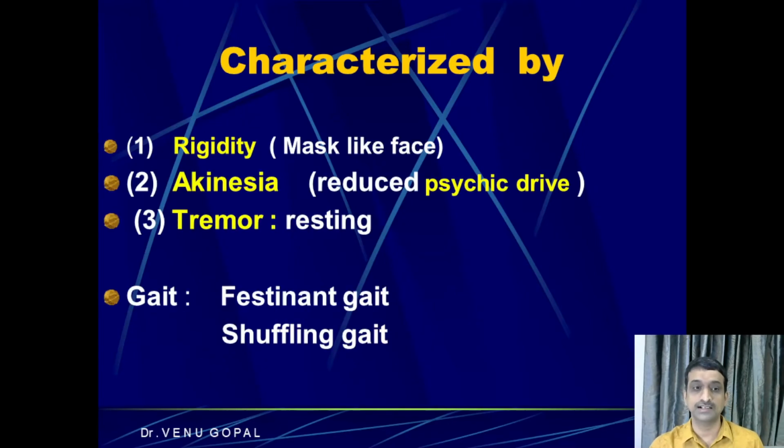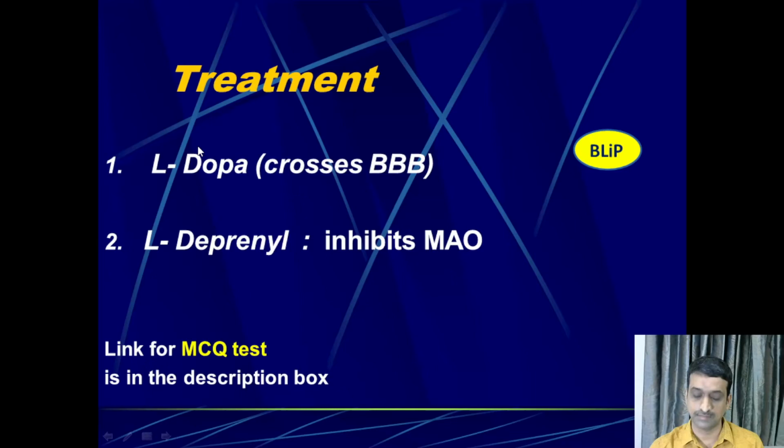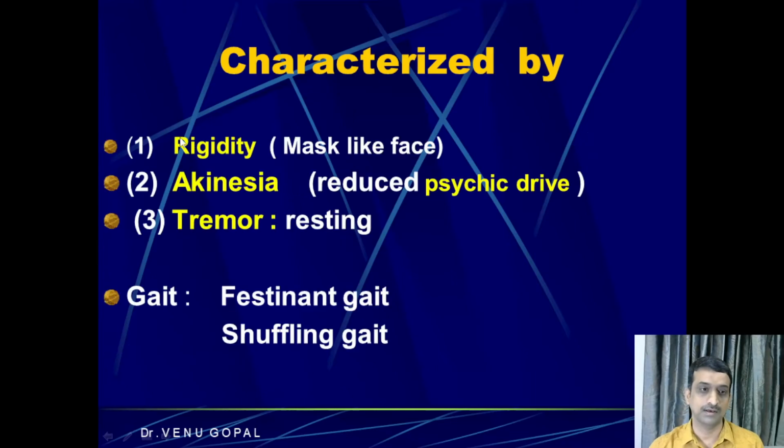Then this is characterized by rigidity, akinesia, tremor. How to remember it? R-A-T, rat. R for rigidity, A for akinesia, T for tremor. You can remember it that way. Then we can add gait on top of it. First we will come one by one.